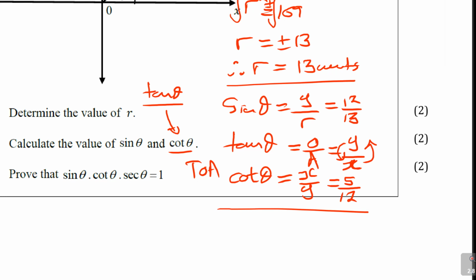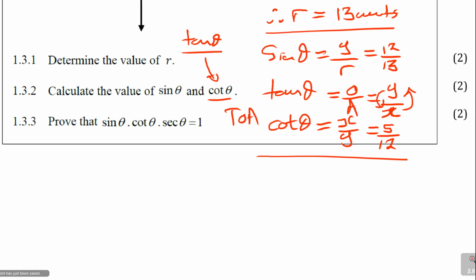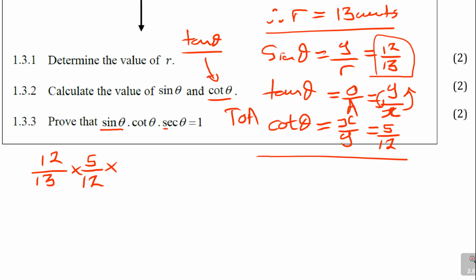And then it says here, look at this. Prove that sin theta dot cot theta dot sec theta is equal to 1. We know sin theta, we just did. Sin theta is 12 over 13. Dot means times. Cot theta we just did, which is 5 over 12, times sec.